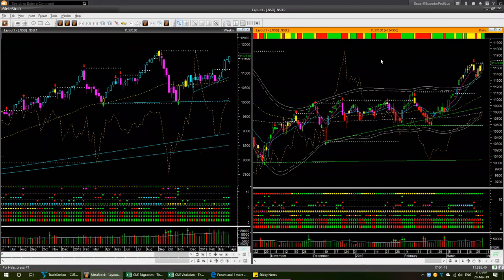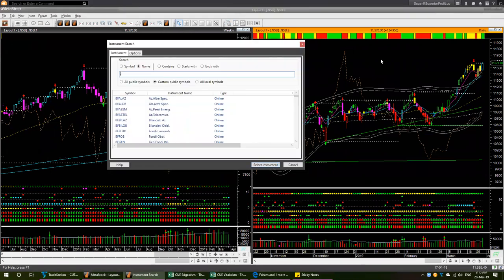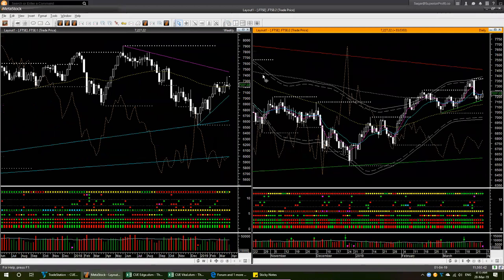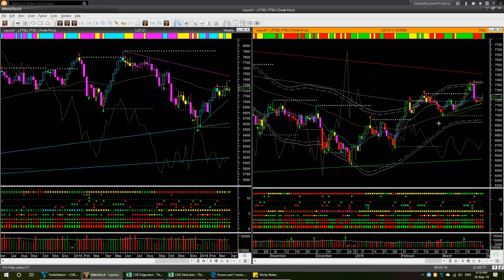Let's look at the British index, UK index, FTSE. UK is having issues with the Brexit decision. They're not able to decide what to do. I didn't check today's news. Let's check today's news.